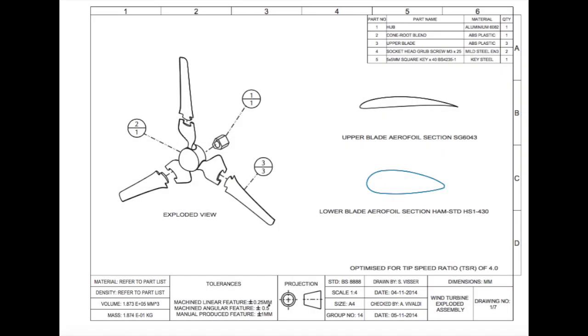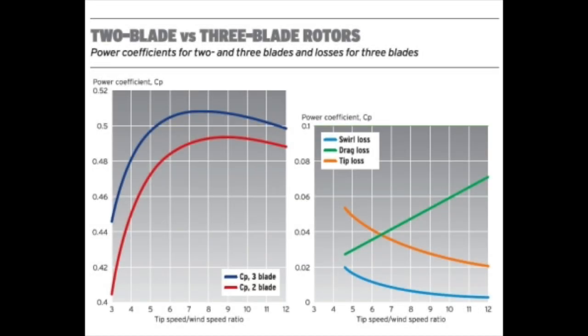We decided to design a turbine with 3 blades rather than 2, because a 2-bladed turbine needs to rotate at a faster angular velocity to attain its peak efficiency. This produces greater stress on the structure and a larger amount of noise pollution. For a given TSR, the power coefficient is higher for a 3-bladed turbine.